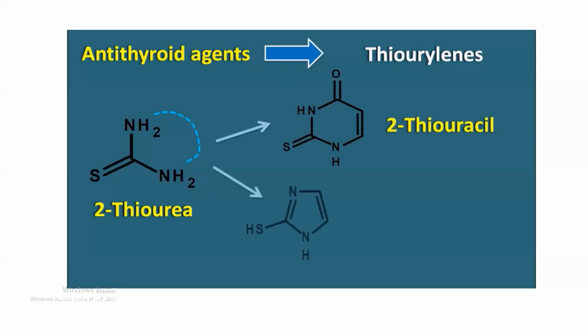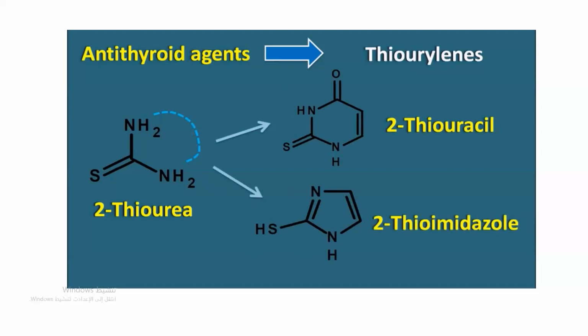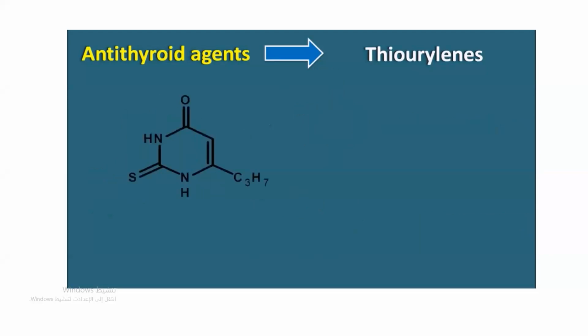Similarly, the second type of drugs have the thiourea closed as a 5-membered ring system. And here the ring system is the imidazole. So this is nothing but the 2-thioimidazole. So this is the first one, propyl thiouracil. You can observe it has the uracil structure with a propyl side chain at the 6th position. So this is the 6-propyl 2-thiouracil.